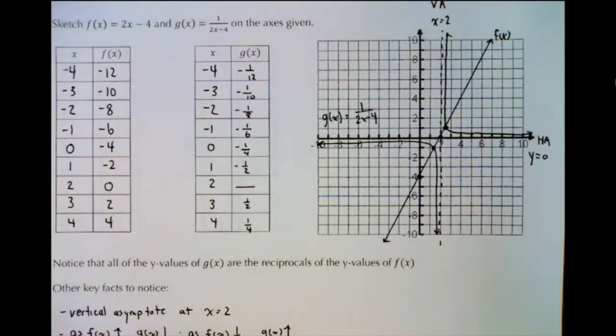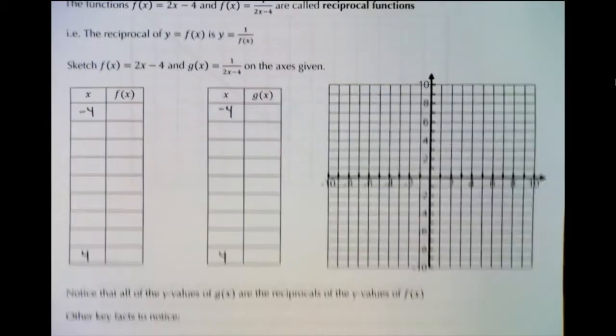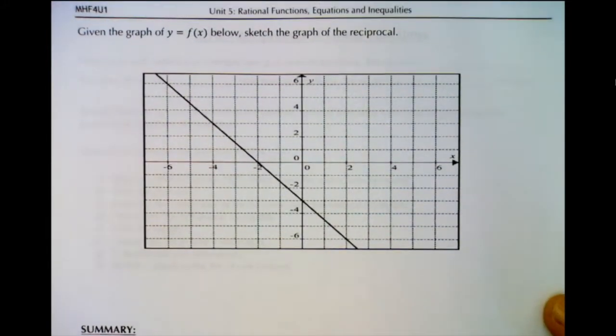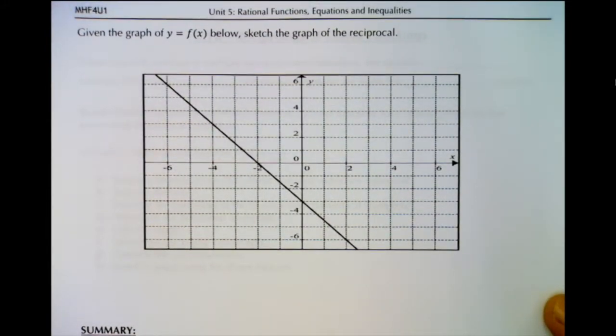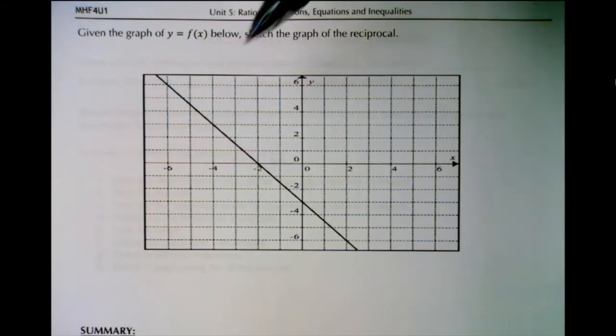So that's coming up with a graph from a table of values. The second thing I want to look at is how to come up with a graph from a graph of an original. And the way we do it is we use those properties that we just discussed from the first function. We can start by looking for any vertical asymptotes. And we know there'll be a vertical asymptote wherever the original function equals 0.